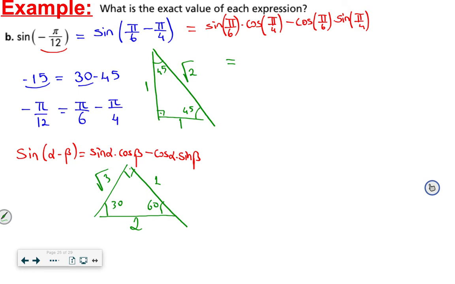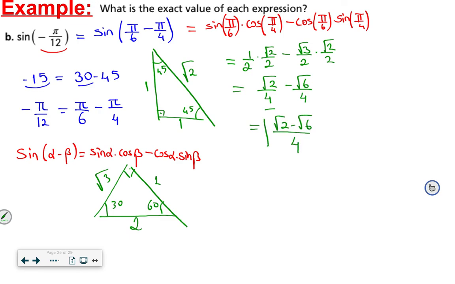Sine pi over 6, which means that sine 30 is 1/2, times cosine pi over 4. Cosine pi over 4 means cosine 45, which is radical 2 over 2, minus cosine 30, which is radical 3 over 2, times sine pi over 4, which is radical 2 over 2. When you combine this, you will get radical 2 over 4 minus radical 6 over 4. You can write it down: radical 2 minus radical 6 over 4 is your answer.